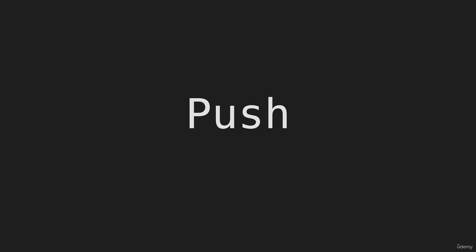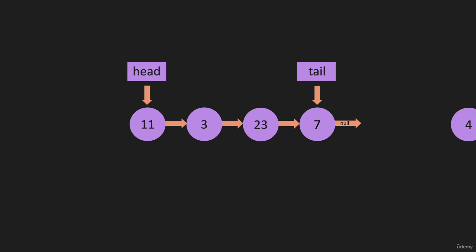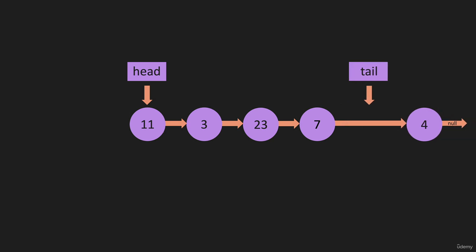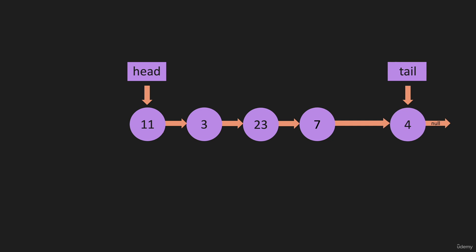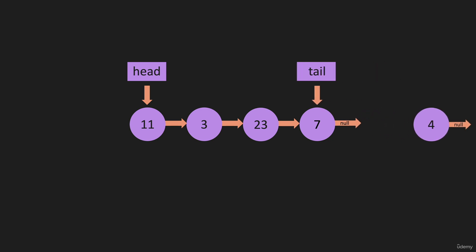Okay, so now let's look at our push method. I'm going to compare this to a singly linked list. Remember with this, we just created a node, pointed the last node to the new node, moved tail over to the new node, and that added that into the list. It's going to be almost the same for a doubly linked list.